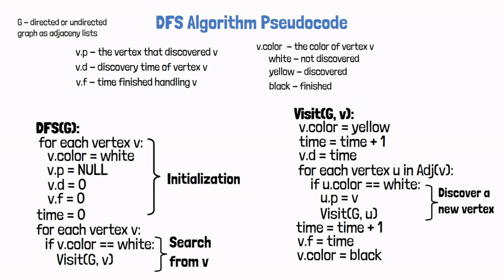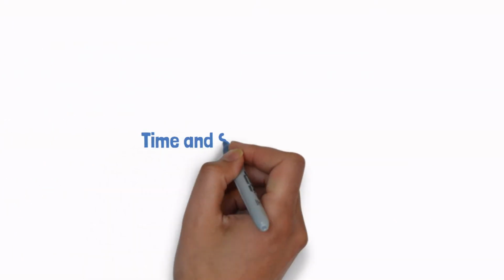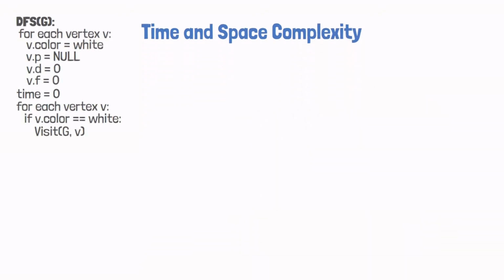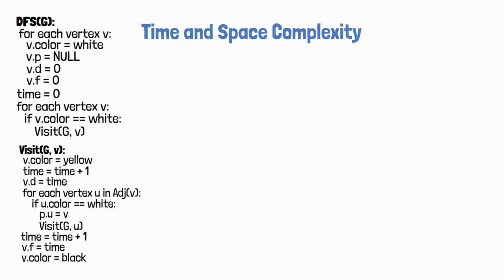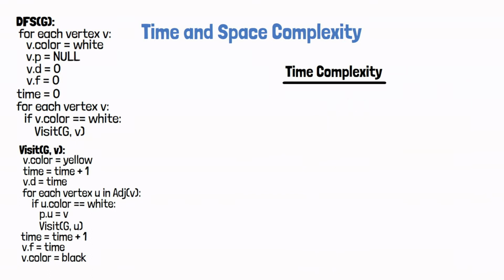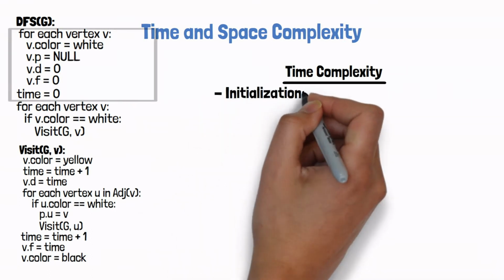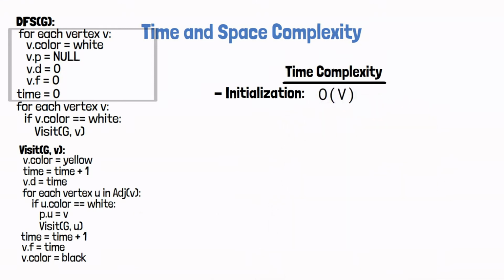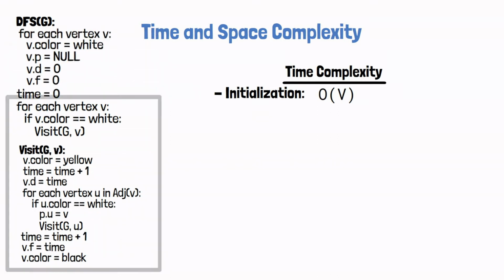Before moving on to an example, let's talk about the time and space complexity. Here we have the DFS pseudocode we just saw. So what is the time complexity? First there is the initialization, which has a for loop on the vertices, and all other operations are of constant time. So it takes big O of the number of vertices V. Next we have another loop over the vertices, where we call the visit method, and the visit method itself.